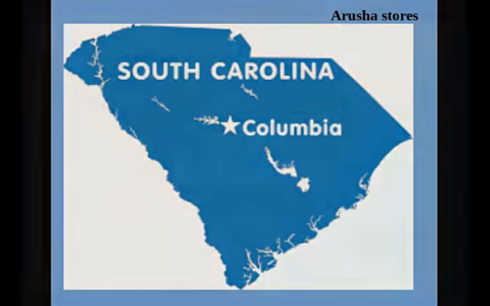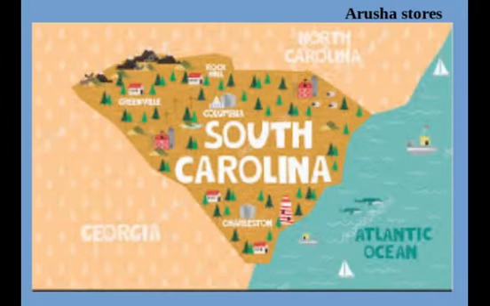Sports team, major sports teams, none. NCAA Division One schools: College of Charleston, Charleston Southern University, The Citadel, Clemson University, Coastal Carolina University, Furman University, Presbyterian College, University of South Carolina, South Carolina State University, University of South Carolina Upstate, Winthrop University, Wofford College.